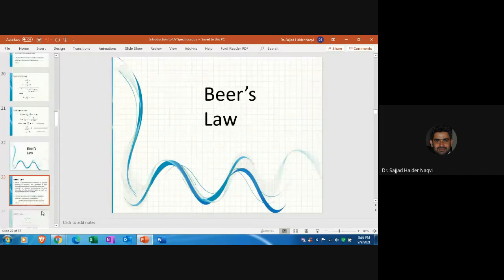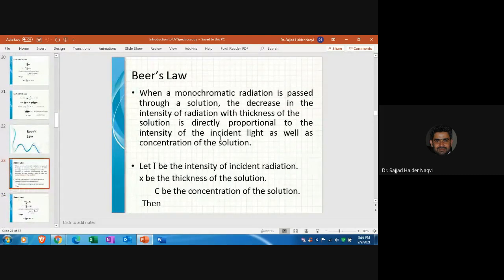So Beer's law states that when a monochromatic radiation is passed through a solution, the decrease in the intensity of radiation with the thickness of the solution is directly proportional to the intensity of the incident light, as well as the concentration of the solution. Now, this particular law indicates that, for example, if I is the intensity of the radiation that you are using, X is the thickness of the solution, and C is the concentration of the solution.